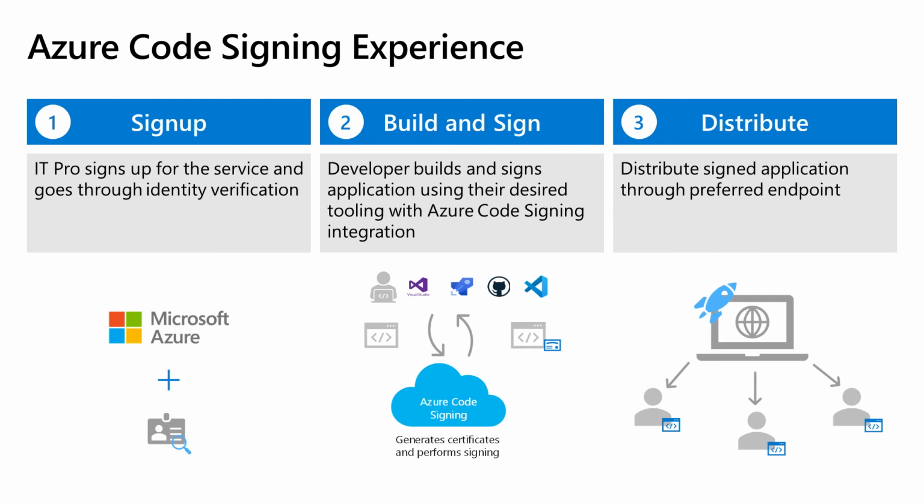So to recap, I'm going to go over the Azure Code Signing experience with you. The first thing you have to do is sign up for this service. Once you've been verified, go ahead and develop and sign with your existing toolset. And remember, Azure Code Signing will generate the certificates and sign for you. Once you have your application that has been signed, go ahead and distribute to your preferred endpoints.